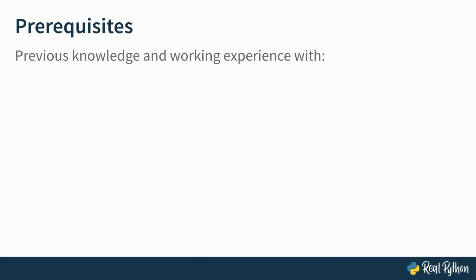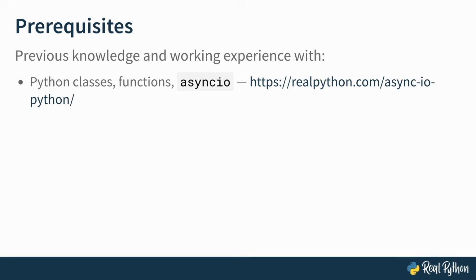For you to make the most out of this course and for you to be able to write the code and tag along, you need some previous knowledge and in particular some working experience with, let's call it, intermediate Python. You should be able to write Python classes, functions, and have a little bit of experience with async IO. And if you don't, then the link on the screen will take you to a tutorial by Real Python that covers async IO.